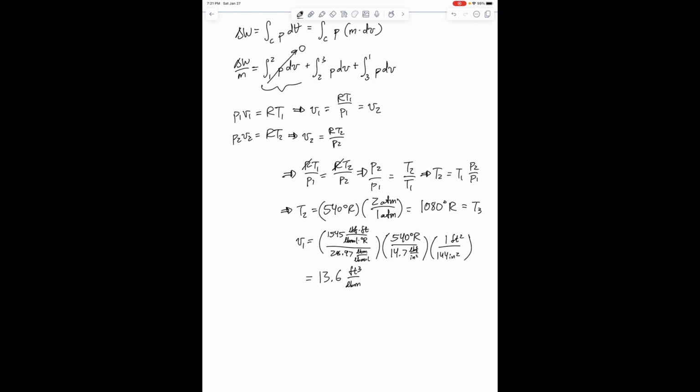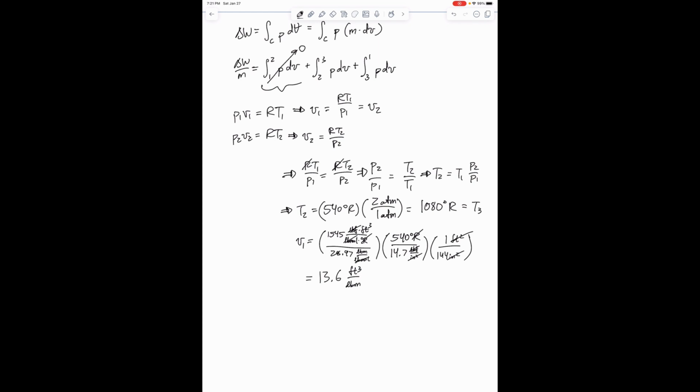Okay, and just to show that real quick, these masses cancel out. I guess these cancel out. So this feet squared will combine with this top one up here, become cubic feet. Temperatures cancel out. Pound moles cancel out. So yeah, we're left with those units.